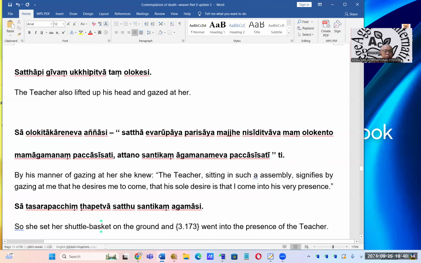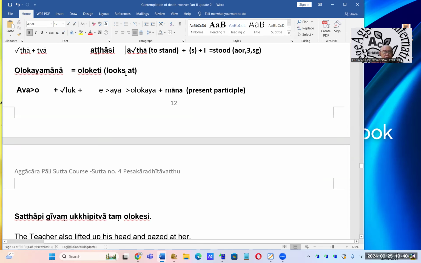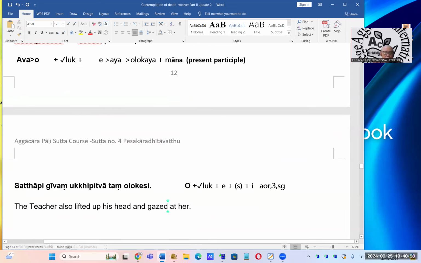Satapi giwam ukipitwa tam olokesi. All right, now you see this one. Just now you had the olokamana. So this one is olokesi. Actually these two are the same. This one is also like just now: o plus look plus a plus s, but this is an i, okay? And this is aorist third person singular. Same, olokamana or olokesi. Same. It means look, alright? The Buddha also looked at her.